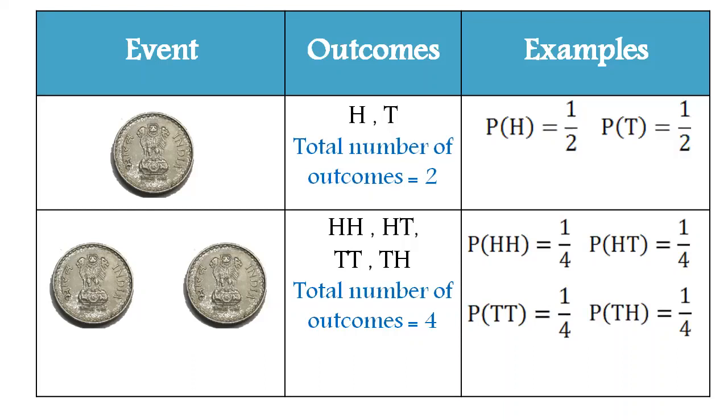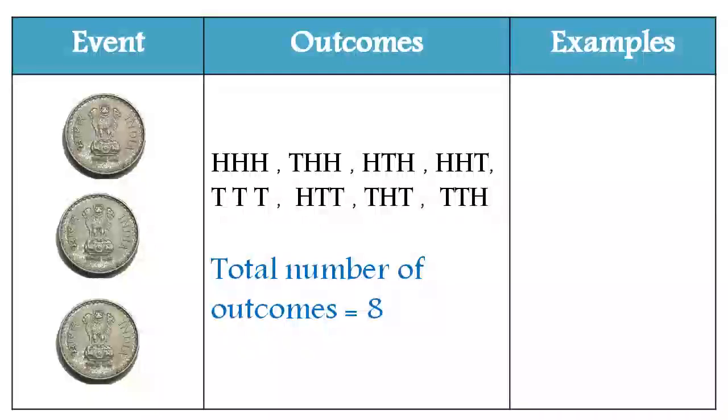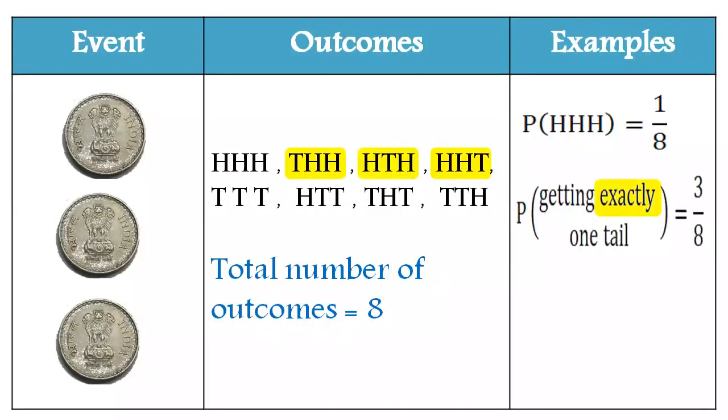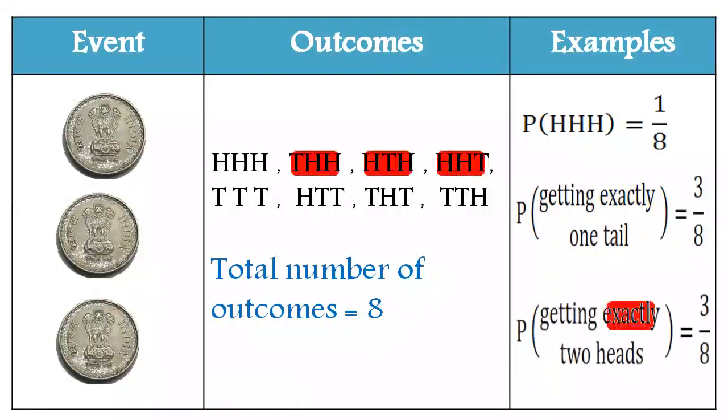For 3 coins, if we toss one coin thrice or 3 coins simultaneously is one and the same. Here we toss 3 coins together. We get 8 outcomes. Observe the pattern of writing the outcomes. If you write in this pattern, you will not make a mistake in the exam. See the probability of getting 3 heads, which is equal to 1 by 8. Probability of getting exactly 1 tail is 3 by 8. And probability of getting exactly 2 heads is 3 by 8.